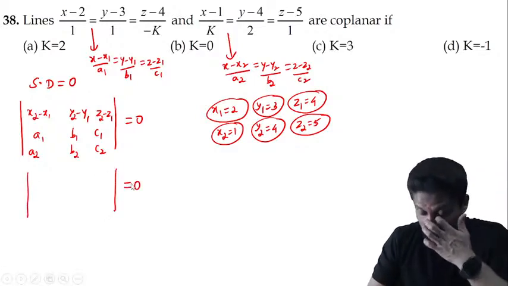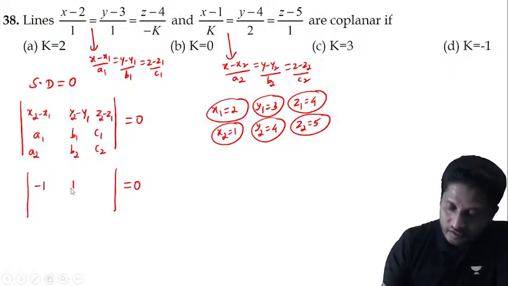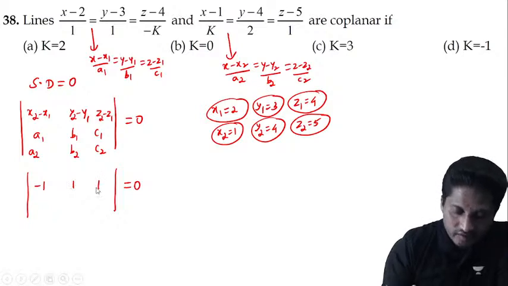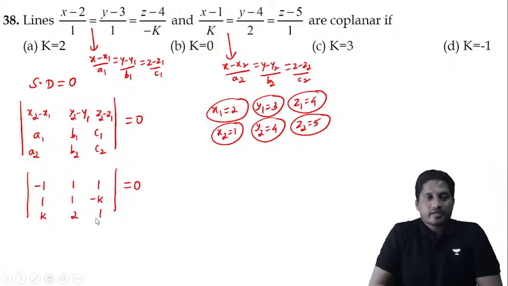x2 minus x1 is minus 1, y2 minus y1 is 1, z2 minus z1 is 1. The DRs of the first line are 1, 1, minus k. The DRs of the second line are k, 2 and 1. Now if you expand, you will get the value of k.